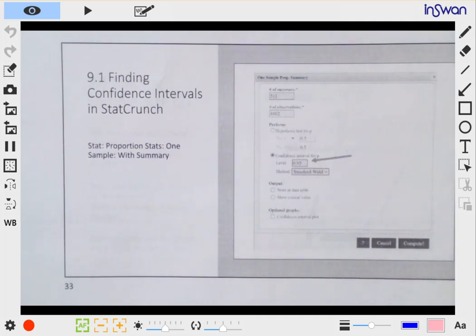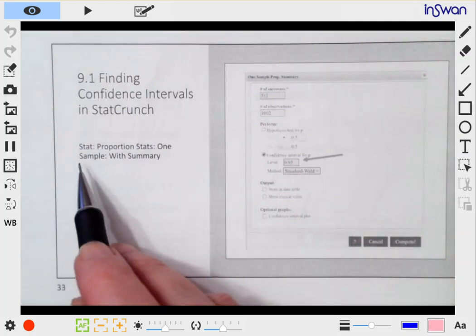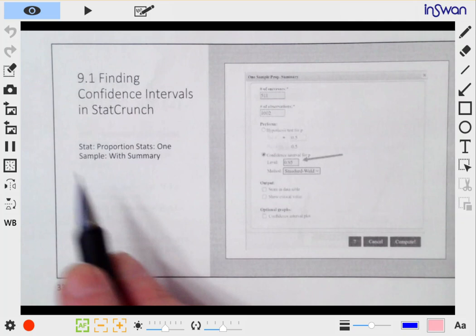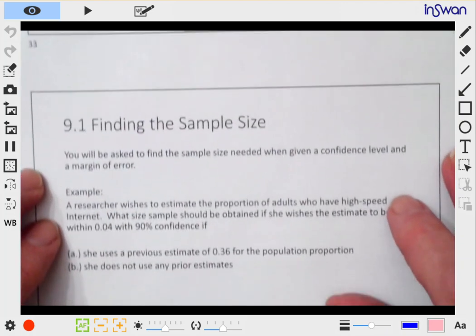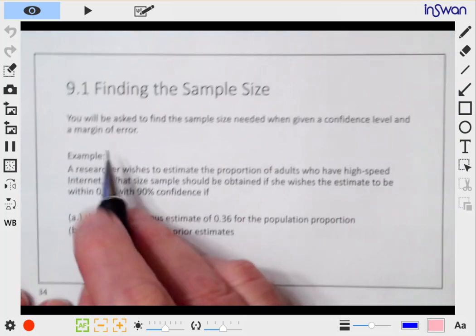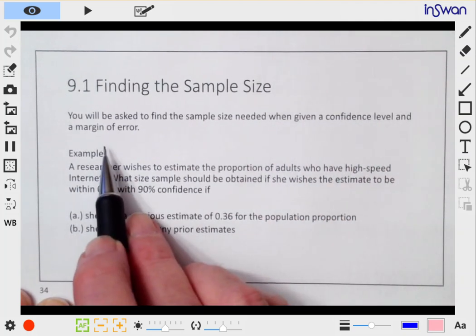So finding confidence intervals in StatCrunch. Now I actually used this in problem number 3 in that video on the 9.1 worksheet, so I would encourage you to look at that. This is the place you go to use StatCrunch to find a confidence interval, and you can see how to do it in that example. I want to show you another type of problem and how we'll use StatCrunch to solve it. You'll be asked to find the sample size needed when given a confidence level and a margin of error.